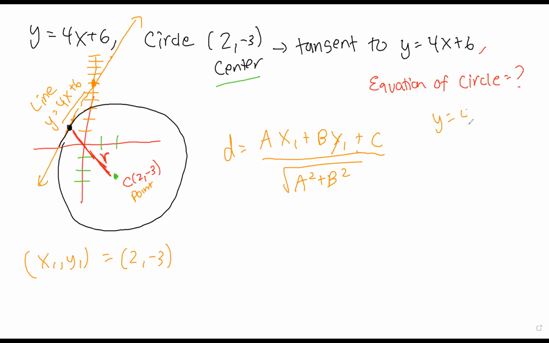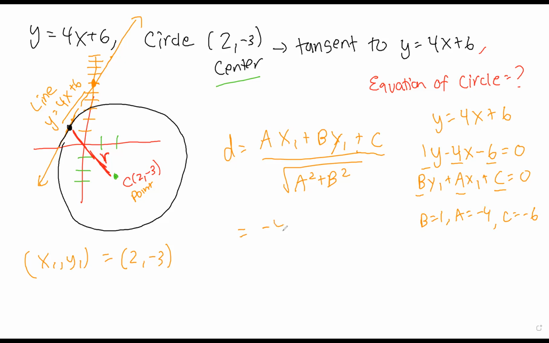So y equals 4x plus 6. We can move everything to one side, so subtract the 4x and subtract the 6. Let me switch that around. We get ax plus by plus c equals 0. So b must be 1, a must be -4, and c is -6. Now we can plug that into the formula.